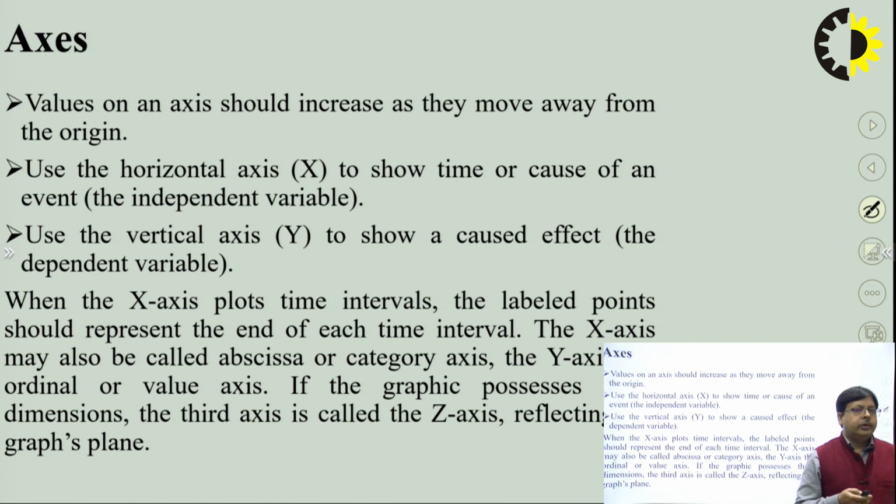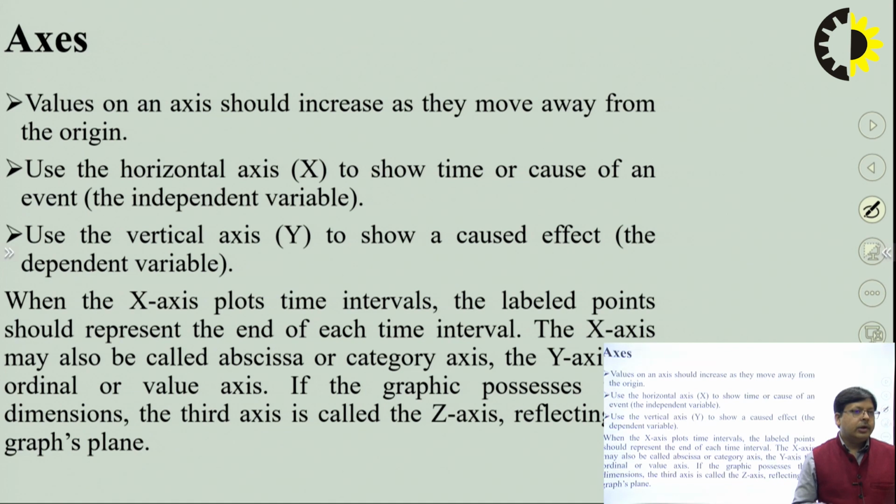We discuss a little about the axis, right? The values on an axis should increase as they move away from the origin. Use the horizontal axis x to show time or the cause of an event, the independent variable, and use the vertical axis y to show the effect, the dependent variable, right? So keep in mind that we show the independent variable on the x axis and the dependent variable on the y axis. When the x axis plots time intervals, the label point should represent the end of each time interval. To represent data properly, we choose the intervals so that we can easily plot the curve, graph or lines in a proper manner, right?